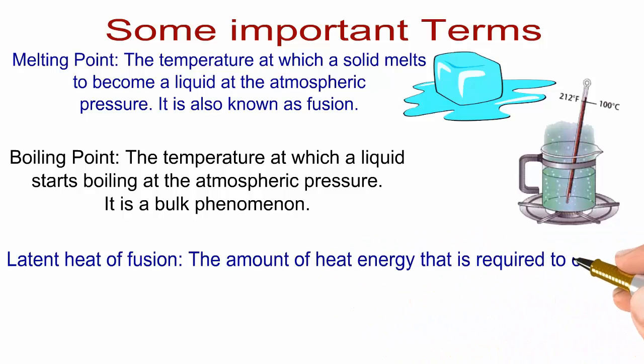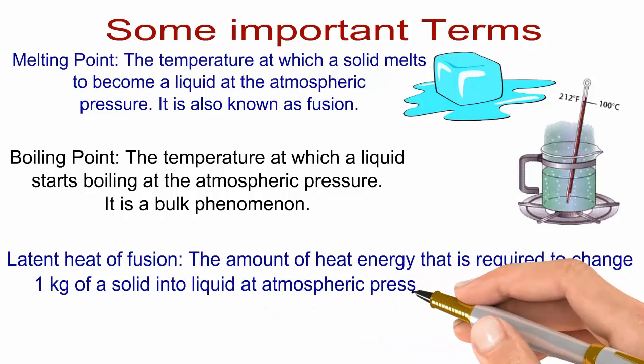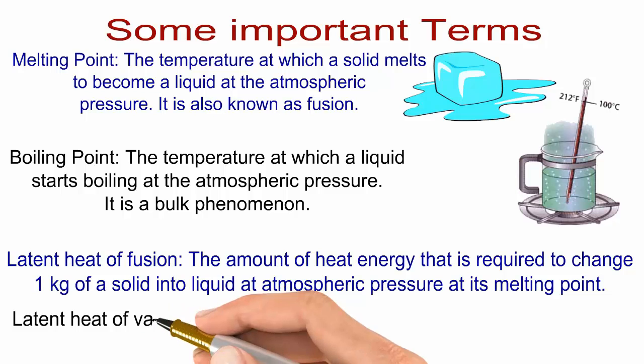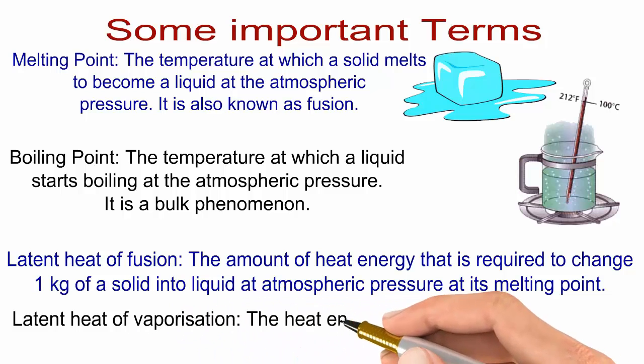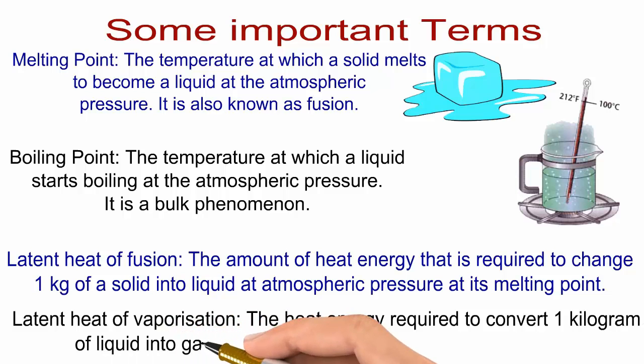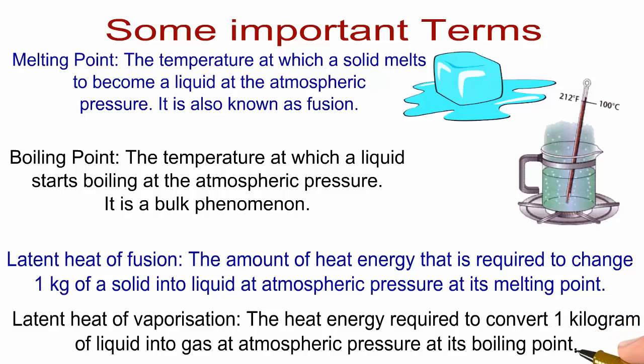Now we will look at the definition of latent heat of fusion. Here it is fusion. It means it is associated with solid. The amount of heat energy that is required to change 1 kg of a solid into liquid at atmospheric pressure is called latent heat of fusion. The heat energy required to convert 1 kg of liquid into gas at atmospheric pressure at its boiling point is called latent heat of vaporization.